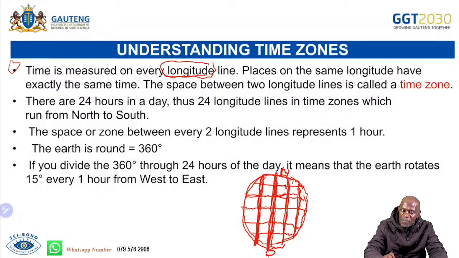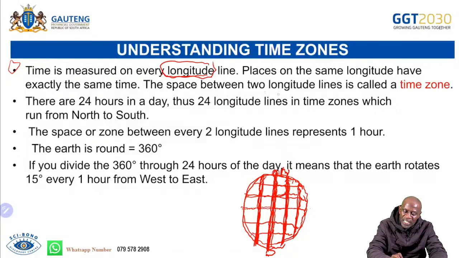Places on the same longitude have exactly the same time. So whichever country this longitude passes through from north to south, they get their time from this longitude. So countries or cities that are cut by this line of longitude will have the same time. I hope I'm clear on the second statement that is indicated.